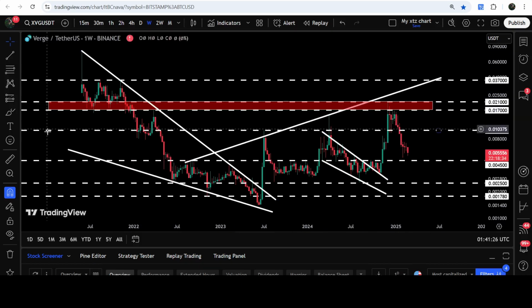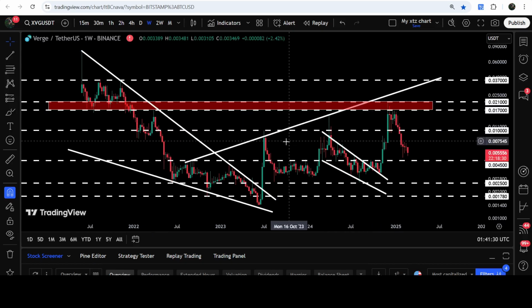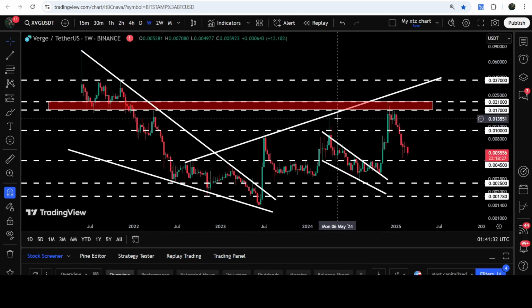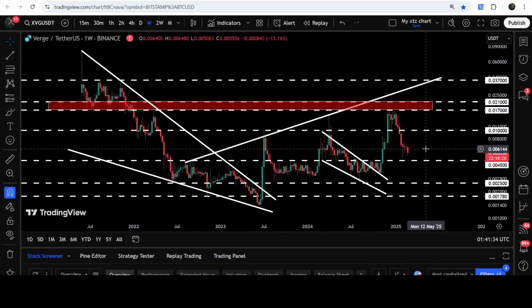And by the way, at the same time, the price is also getting rejected again and again by this very long-term uptrend line resistance as well. And in today's video, we will once again analyze this move.